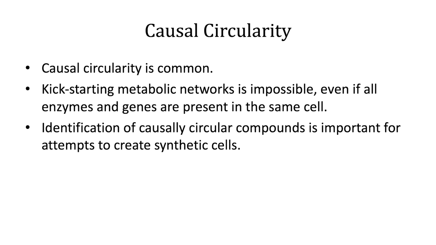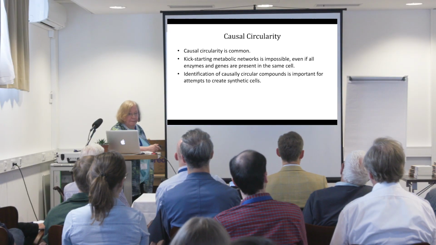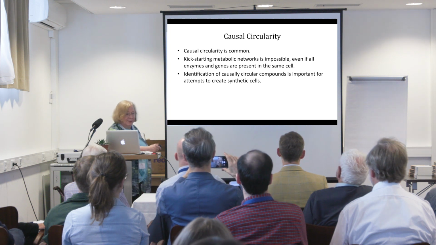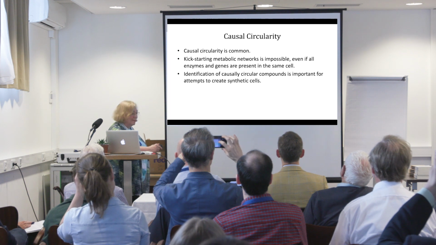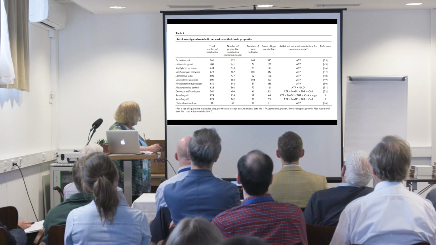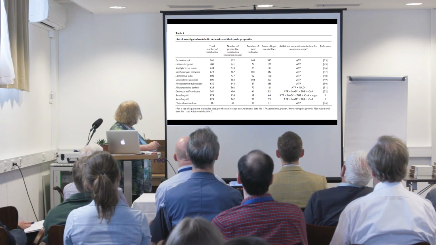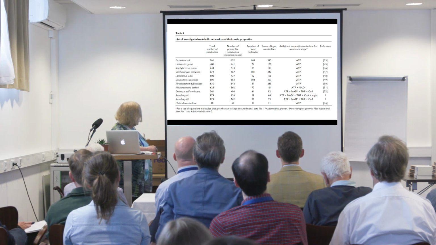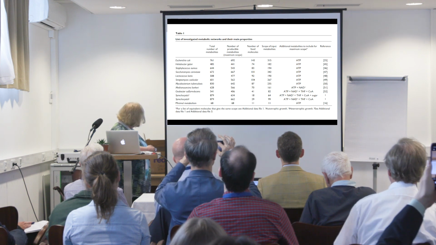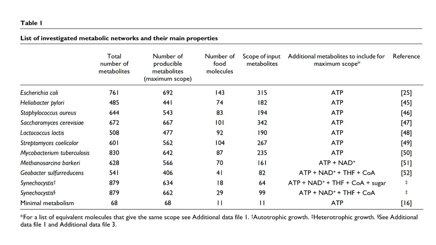Now, if causal circularity is common, and this is what comes from the Sathmari paper, from their abstract, kickstarting metabolic networks is impossible even if all enzymes and genes are present in the same cell. Take that in. For those of you who aspire to make a synthetic cell, pay attention. You have to know what you're going to have to add to the cell to get it to start. Because if you don't have those compounds present, it won't work. Here are the organisms they looked at, the bacteria and the minimal metabolism. All of them required ATP, and some of them, including some of the archaea, required some other cofactors. Why do the others not require those cofactors? They get them from their diet.